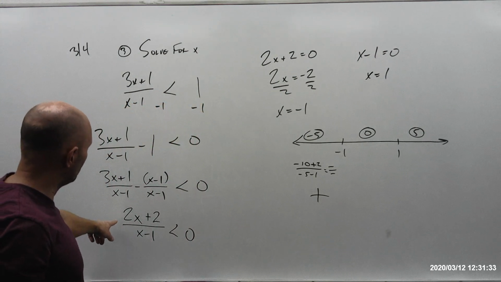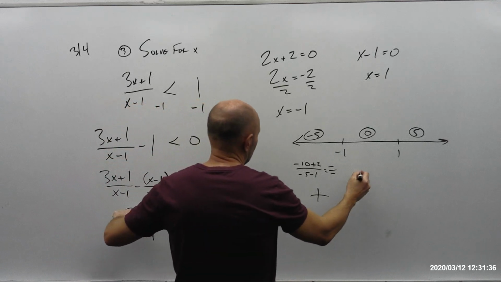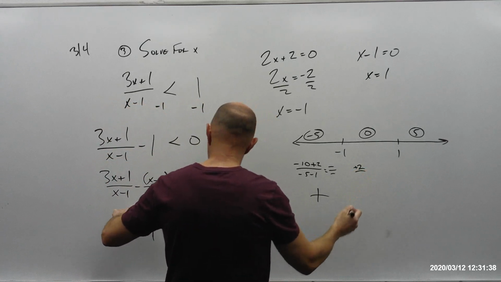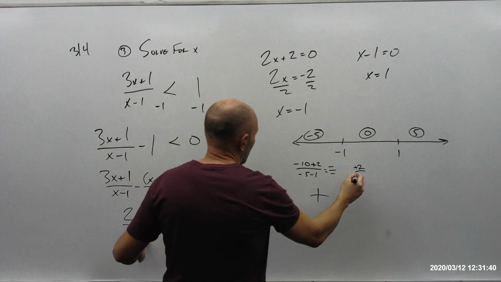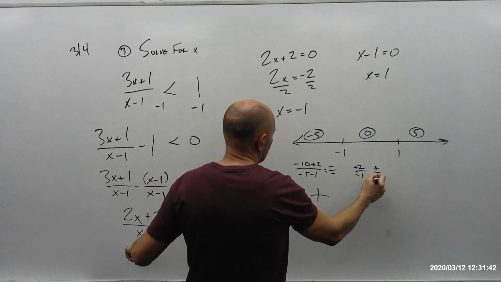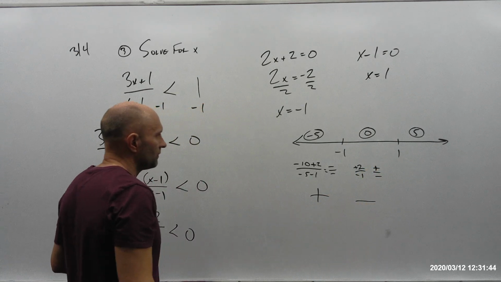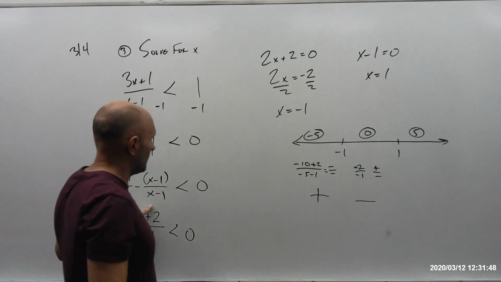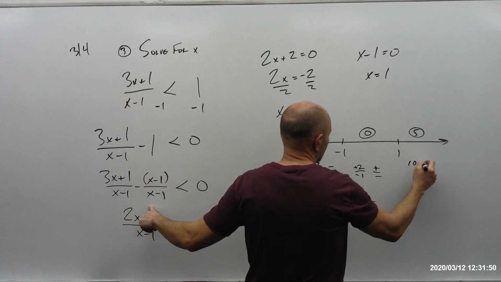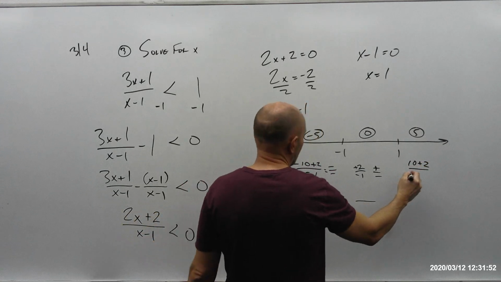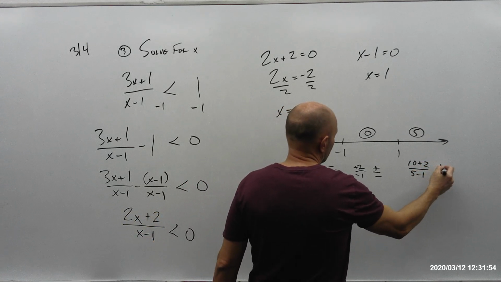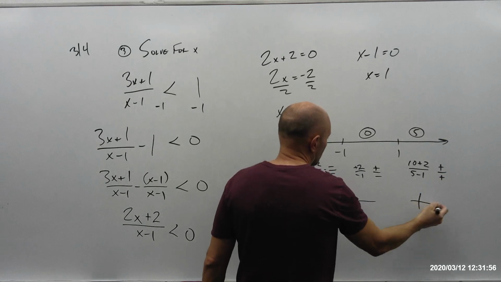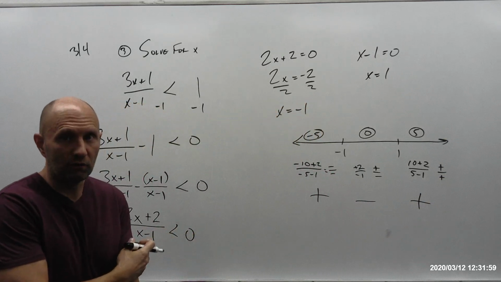If I plug in 0, I get 0 plus 2, that's 2 positive, over 0 minus 1, negative 1. So positive over negative is negative. And lastly, plug in positive 5. So 10 plus 2 over 5 minus 1. So this is a positive number over a positive number. So it's a positive interval.